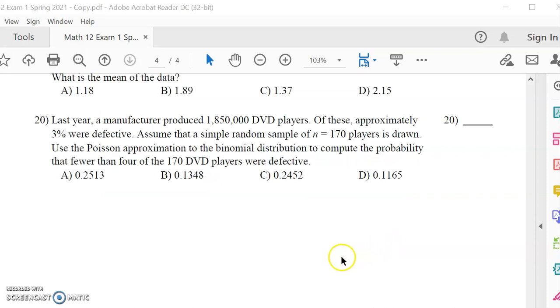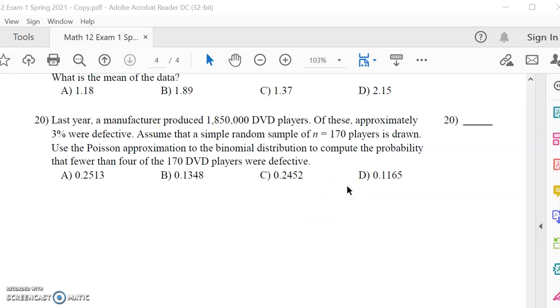We talked about a manufacturer that produced this many DVDs, 1,850,000. As it turns out, we don't care about that, actually. You'll see in a minute that it doesn't even come up. Of these, approximately 3% were defective. Then a random sample of n equals 170 players is drawn. You take 170 of these players out of the 1 million that were produced.